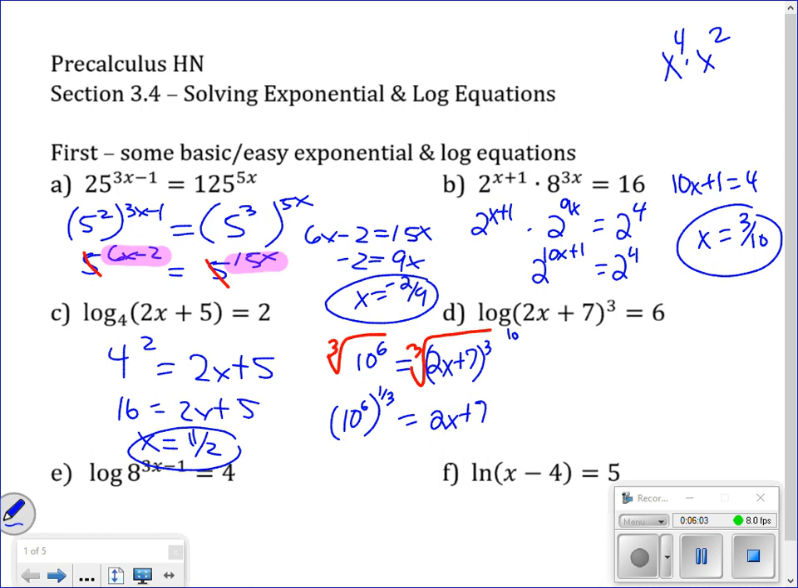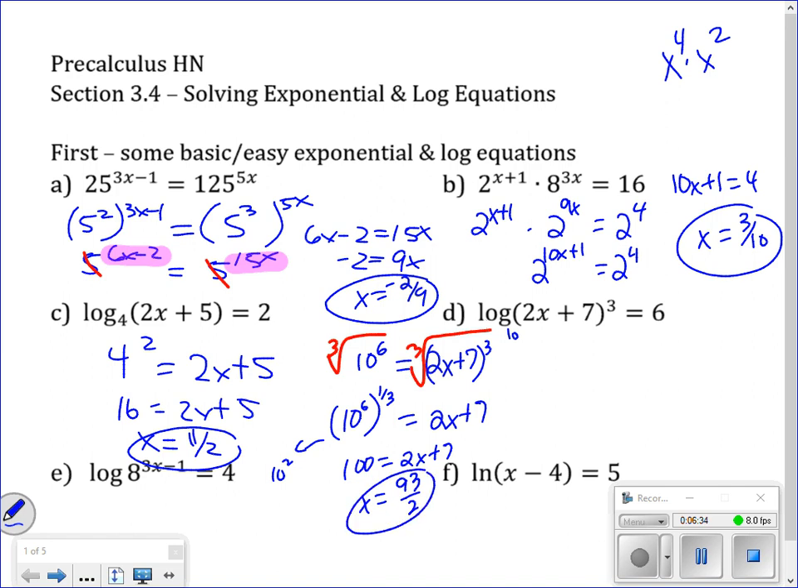All right, so what do I do with that 6 and that 1/3? Multiply. So this would be 10 to the 2nd power. But what is 10 to the 2nd power? 100. So I didn't have to use my calculator. I was able to noodle through all the exponent work. So this is going to be 100 equals 2x plus 7. And I bet we can get the answer without doing any more work. 93 over 2? Okay.